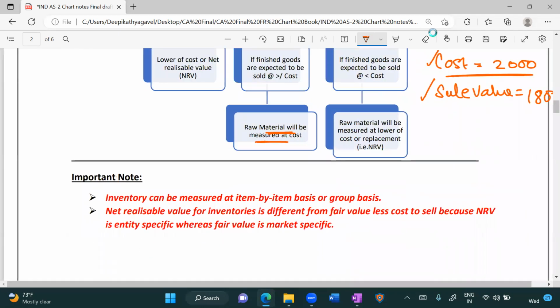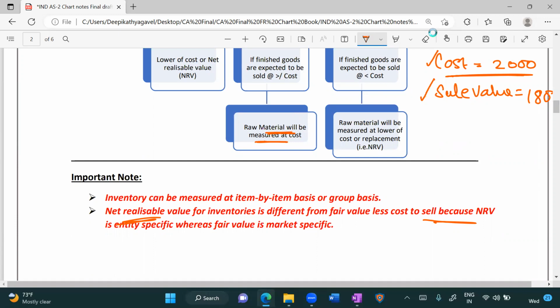Two important notes for inventory are that inventory can be measured either item by item, or you can measure it group wise, right? On a group basis or item by item basis, the standard gives you complete independence. And net realizable value and fair value are not the same. The standard says that both of these concepts are not the same, obviously, because net realizable value is very entity specific. But when I talk about fair value, I talk about the market's fair value, so that is market specific, whereas my net realizable value is entity specific.